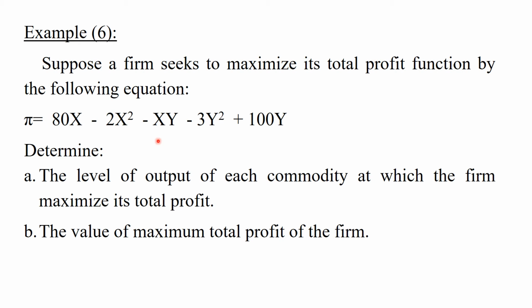Today we have two productions, production X and production Y. You have two kinds of items to produce. So how can we determine the level of output of each one, each commodity, each item? At what level does the firm maximize the total profit? I need to know the number of units I'm going to produce to have the maximum profit. But for two items, how much from X, how much from Y?